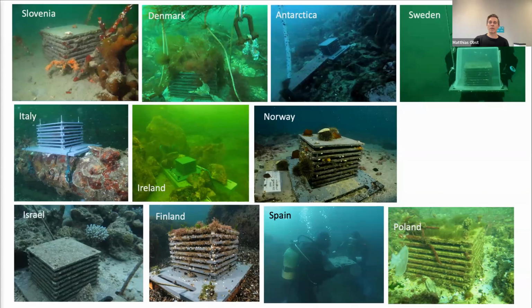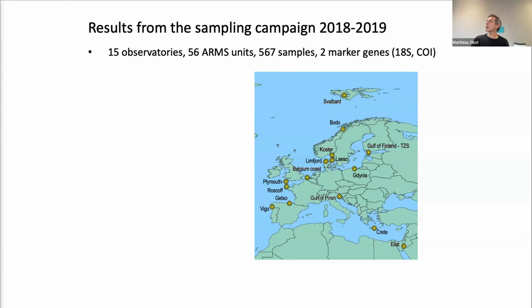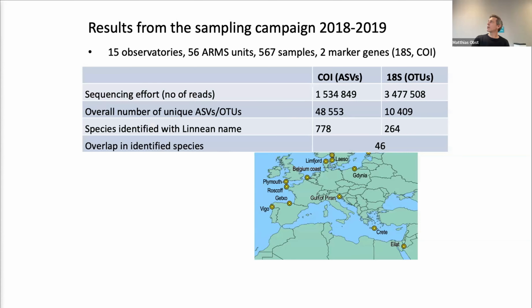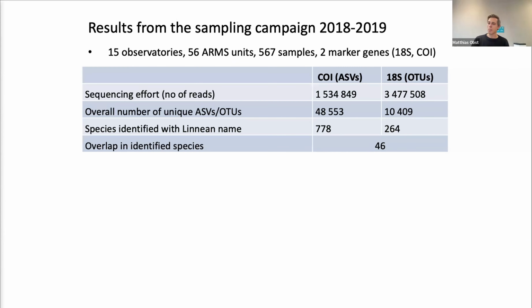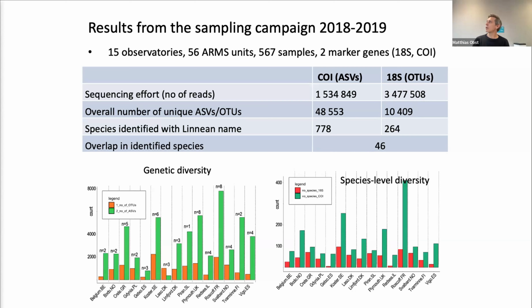Okay, so what do we get from this data? These are only results from the first campaign, which ran for 2 years, 2018 and 2019: 15 places, 56 of these small hotels, and about 600 samples. This is a rough overview. If you're not working with genetics, I won't go into details, but what you see on the third row is how many species you can identify where you actually have a name attached to it. And it's about 1,000 species altogether. We can overview and track 1,000 species across the European coastline, which is nothing.